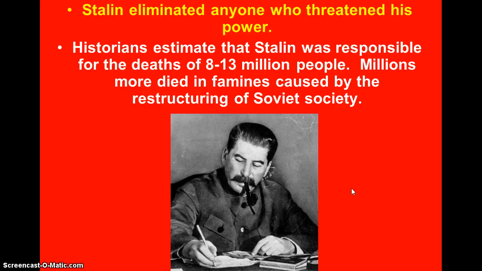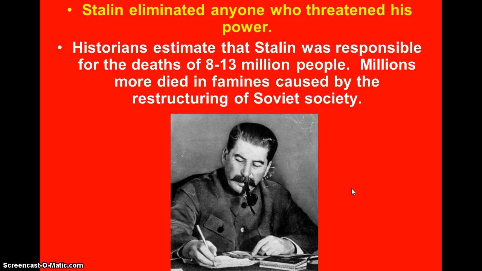So Stalin eliminated anyone who threatened his power. He was a totalitarian, where he wanted complete control, no opposition. Historians estimate that Stalin was responsible for the death of about 8 to 13 million people. That's a lot of people.